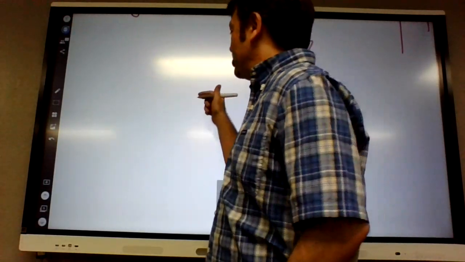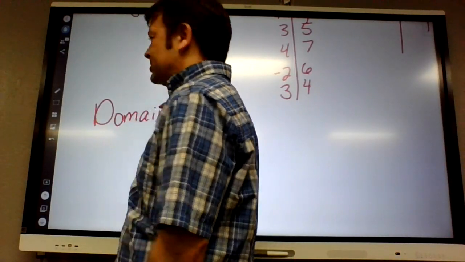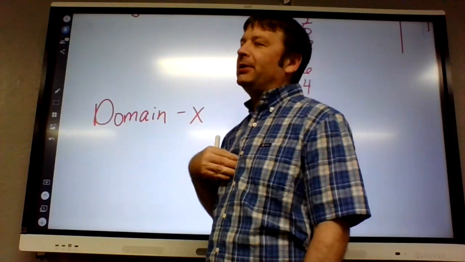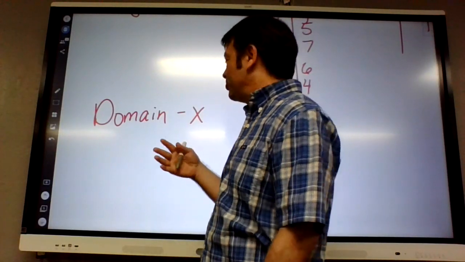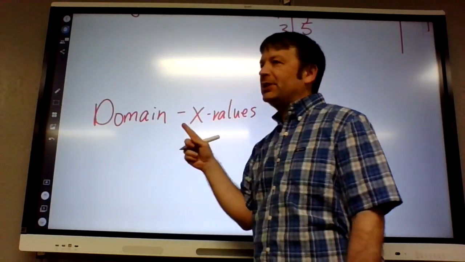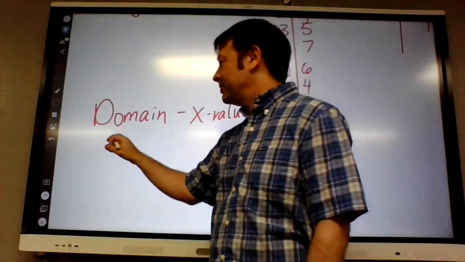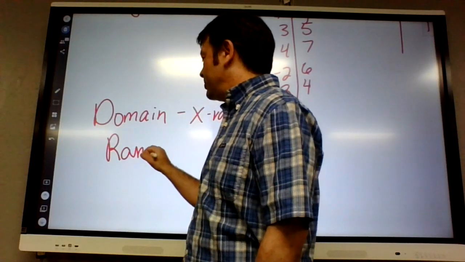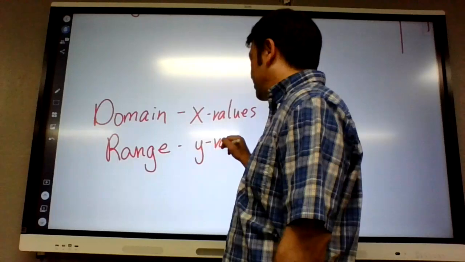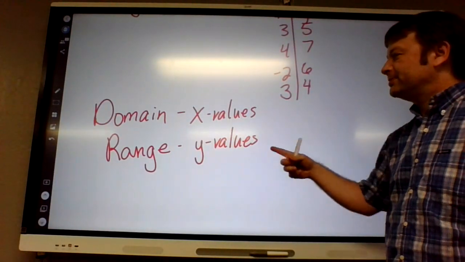Okay, and then there's 2 more. You guys remember these 2? Domain. Does anybody remember domain? It's basically the x values, well, normally it is the x values, because you could use different variables. It's the variable that you plug in. And then the variable that comes out is called the range, usually the y values. The letters can change from problem to problem, but normally we use x and y.